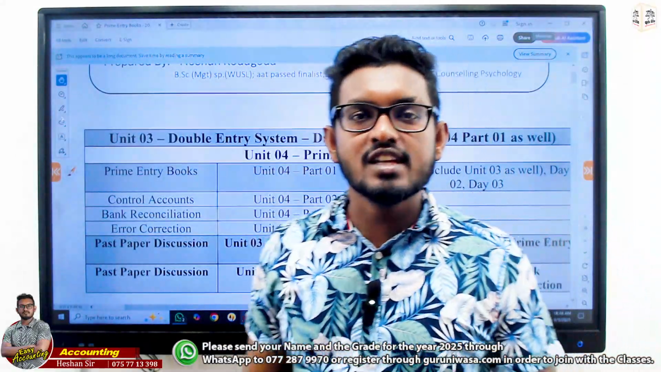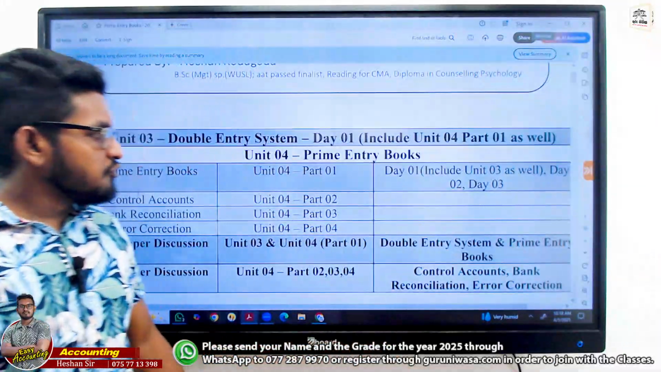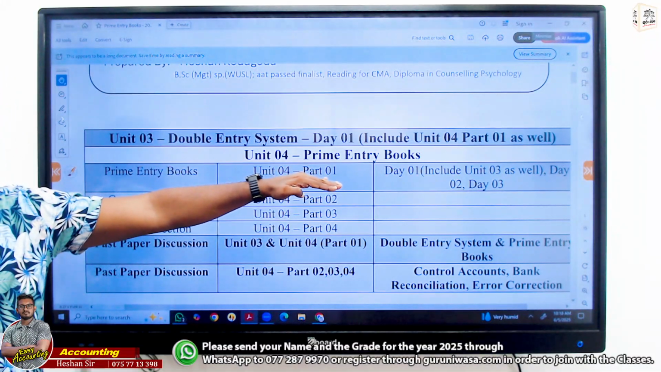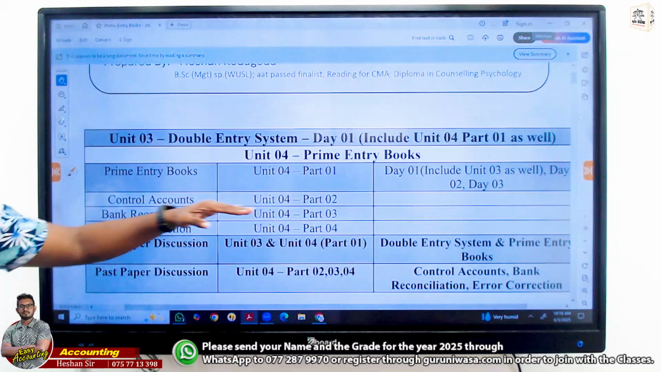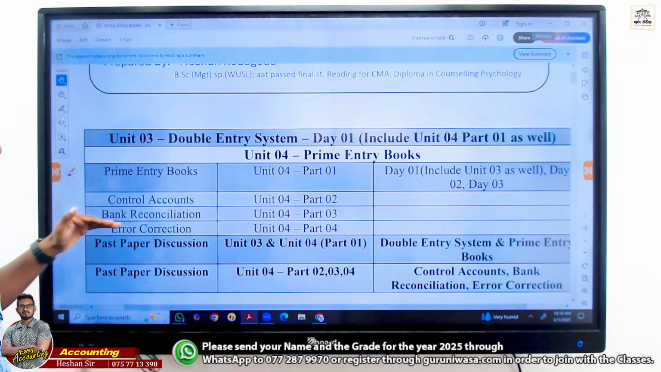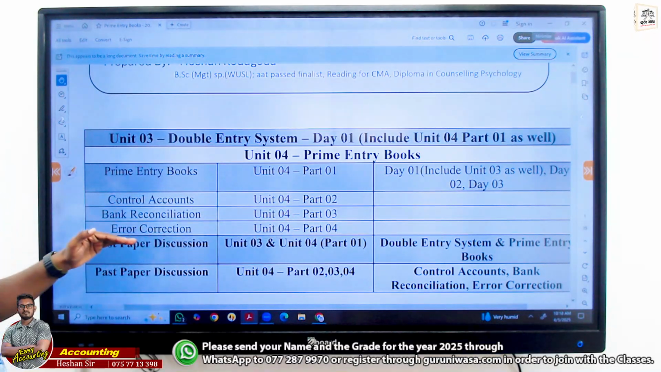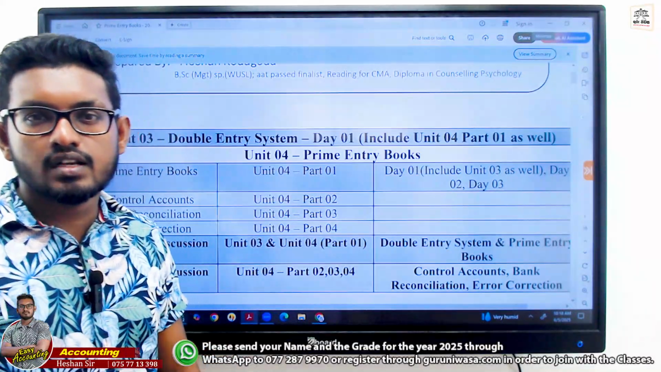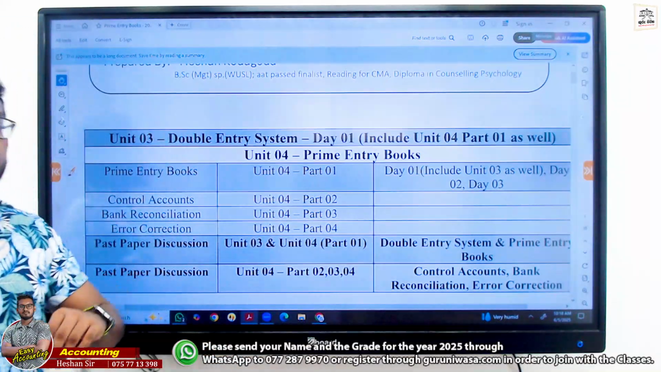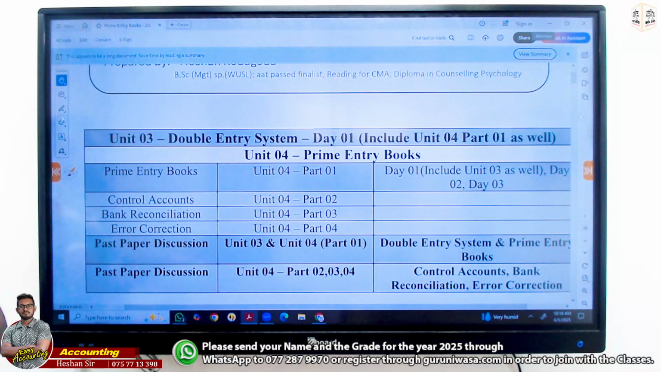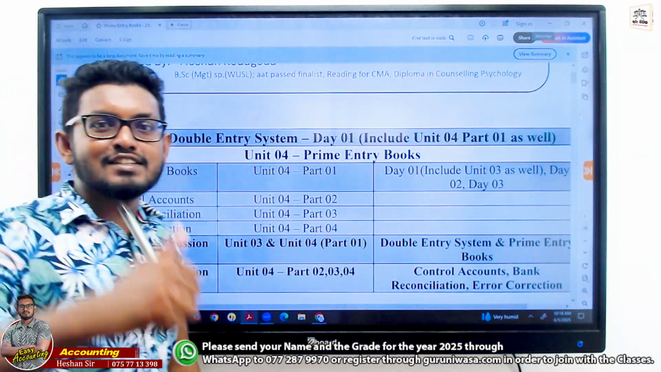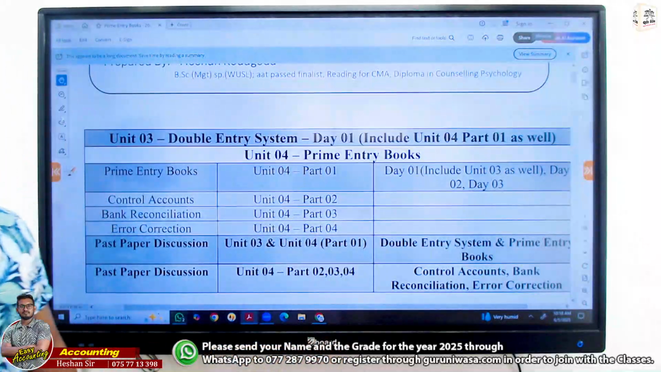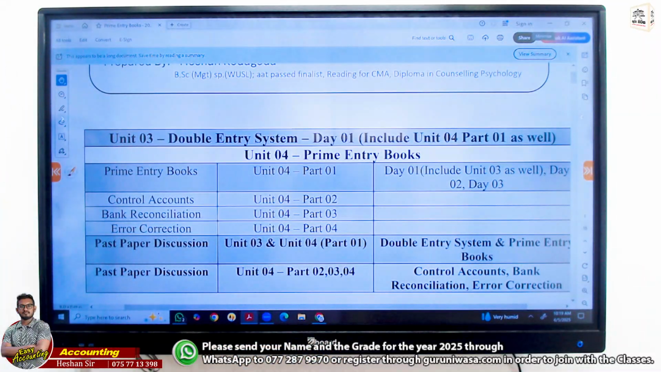Is it clear to you? Send me a thumbs up. That's why there are 4 parts. The first part is about the primary books, the second part is about the control account, the third part is the bank reconciliation, and the fourth part is the error correction. Send me a thumbs up if it is clear to you. I didn't receive any thumbs up.